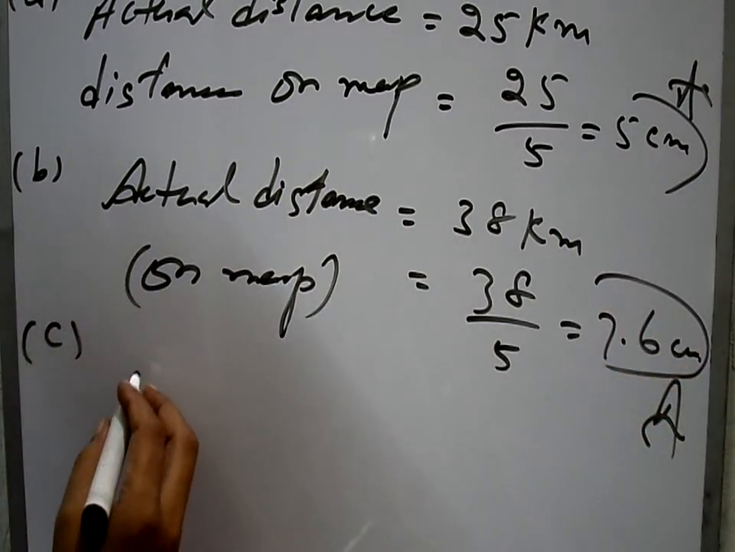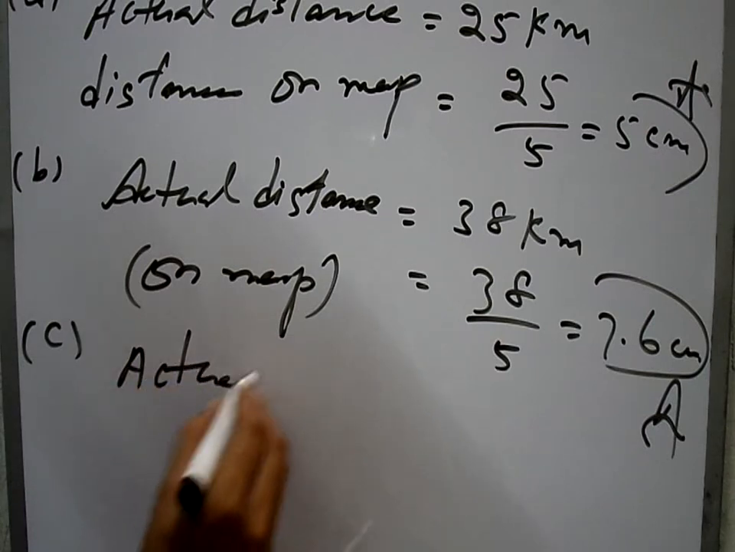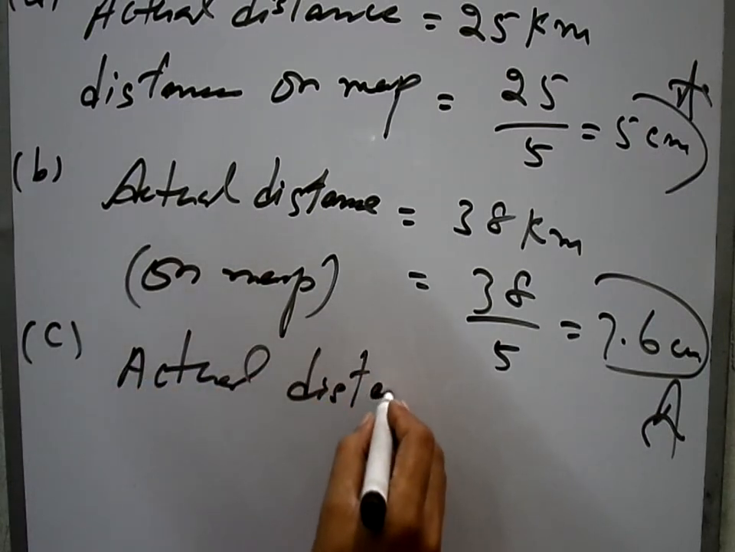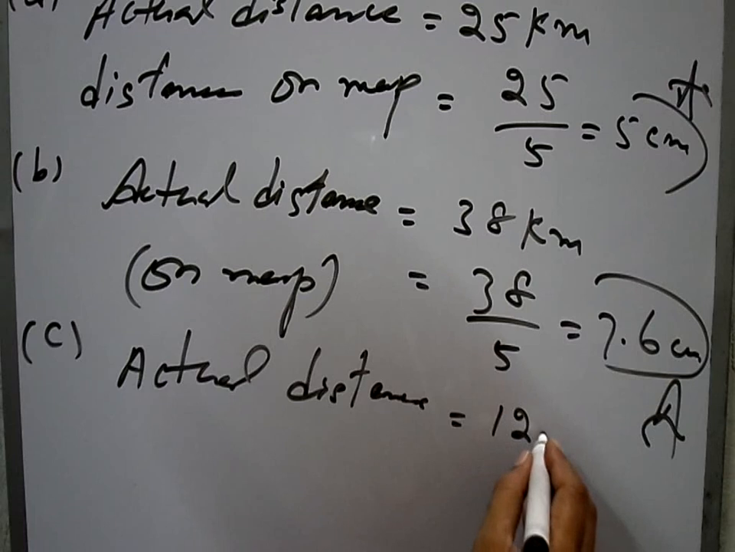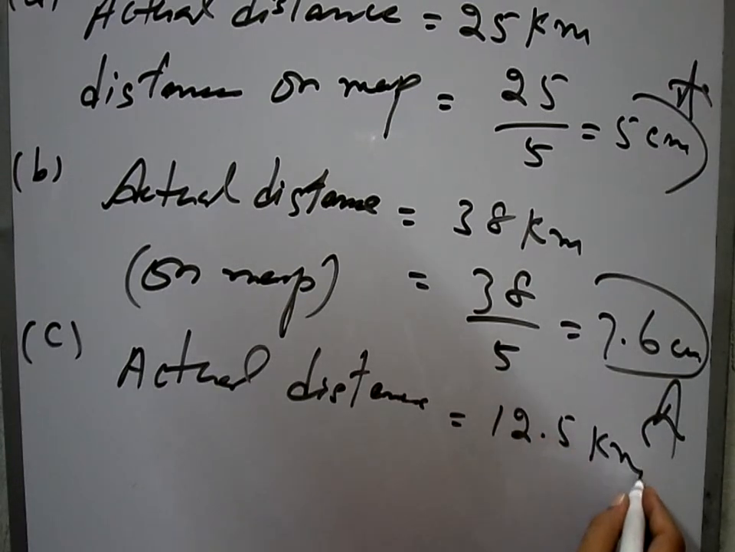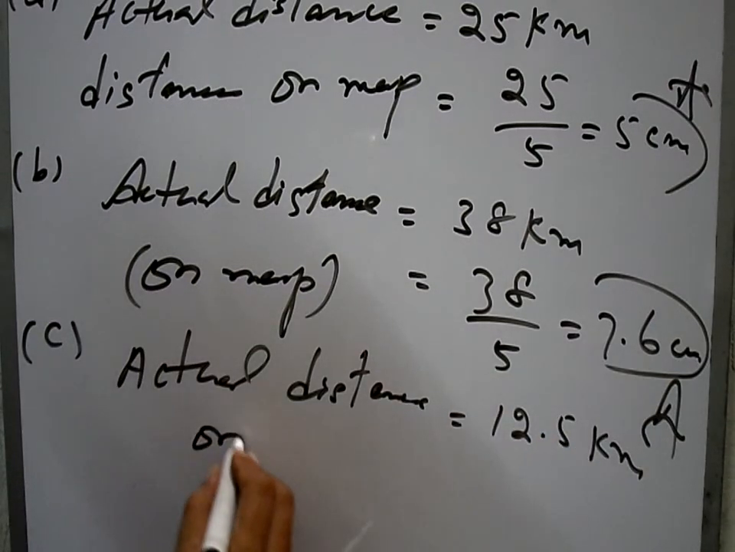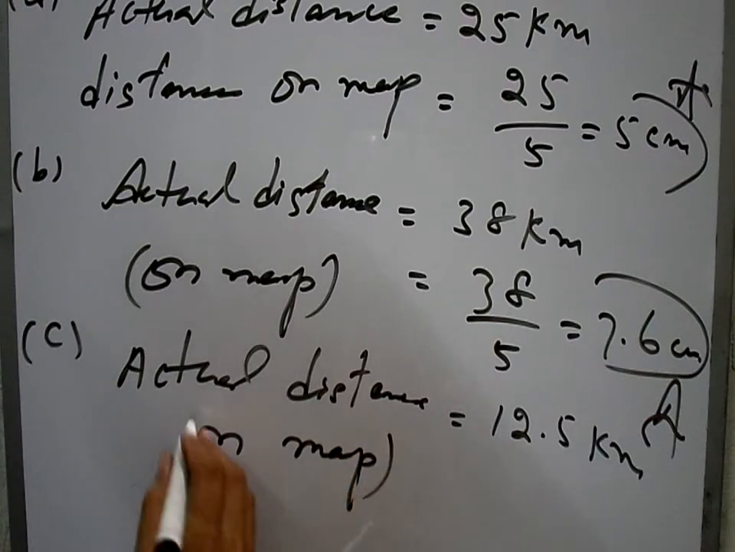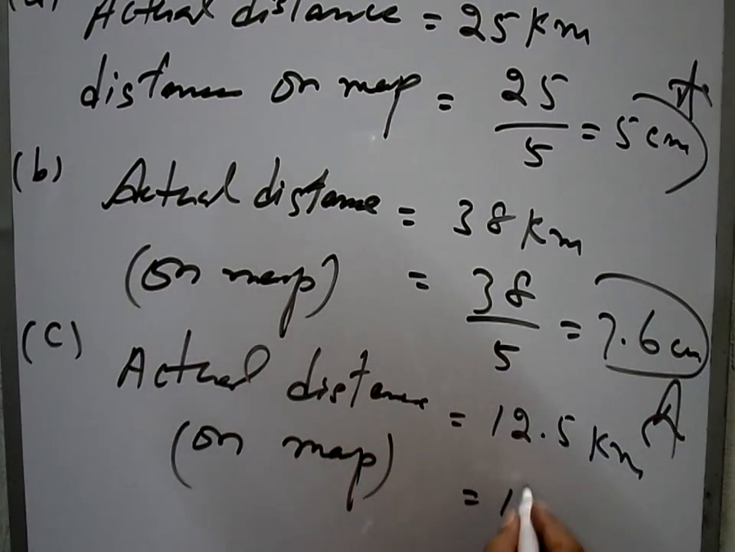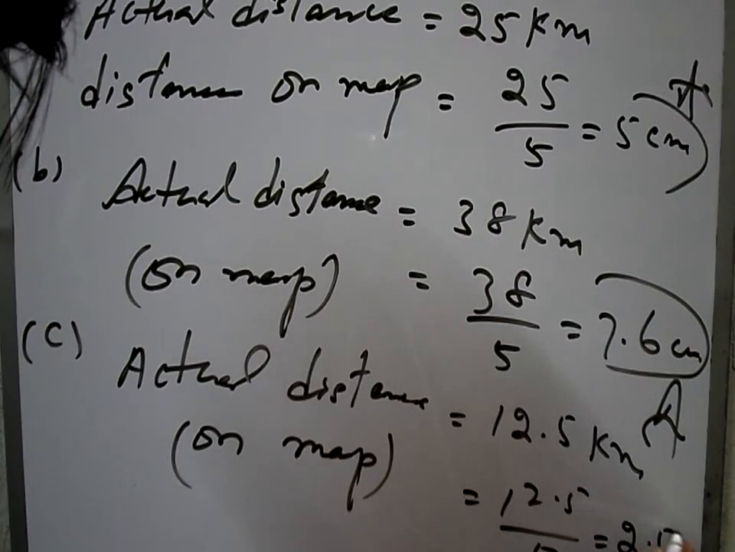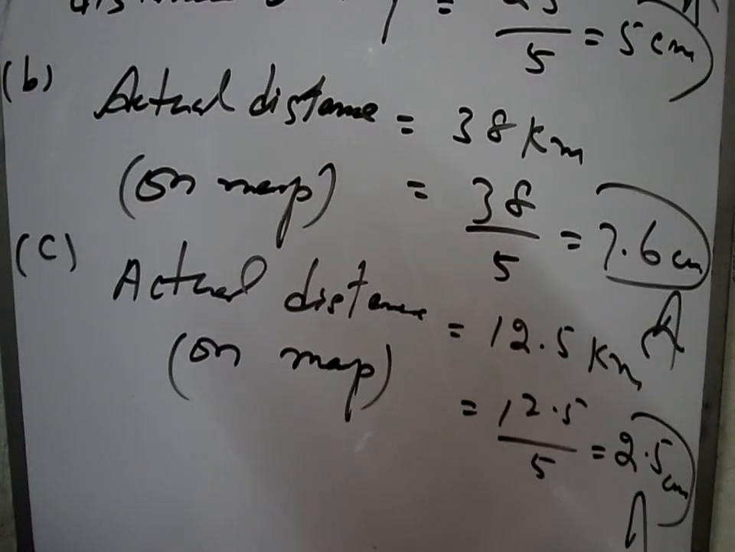In C portion, actual distance is 12.5 kilometers. So on map it will be equal to 12.5 divided by 5, so you will get the result equal to 2.5 centimeter. So that is your result.